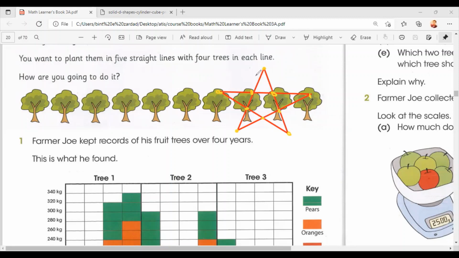Okay, so there are actually 10 trees. We bought only 10 plants. 1, 2, 3, 4, 5, 6, 7, 8, 9, 10. So these are 10 trees, but we arrange them like this. So in one line it's coming 4, and in more than one line we are counting some trees. So there should be 4 trees in one line and 5 straight lines. So you can see 1, 2, 3, 4 in one line, and there are 5 straight lines. 1, 2, 3, 4, 5.